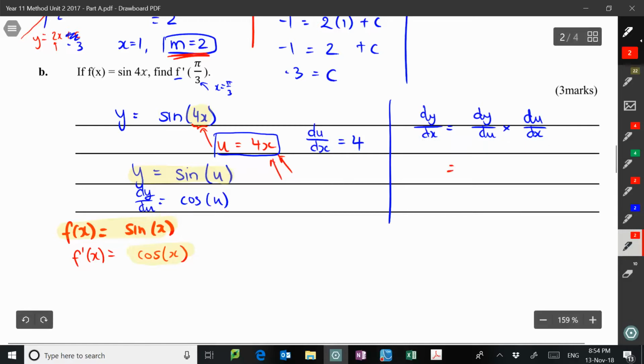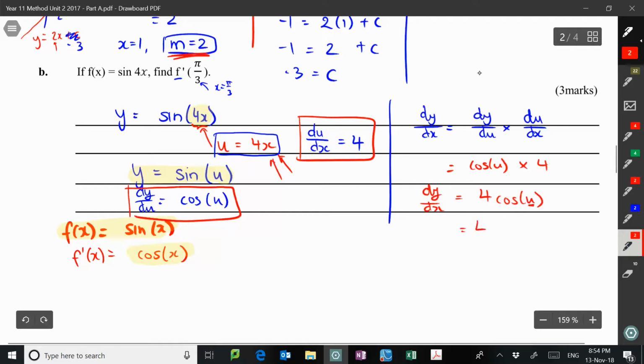Okay. So dy du, we already got dy du, which is over here. That was cos of u. We got du dx, which is over here, and that was equal to 4. So times 4, and that's 4 times cos of u. But remember, you're not finished. It's dy dx, not dy du. That u you made up. So we're going to replace that u again. It's 4 cos of 4x. That's the answer. Okay? Now, I haven't actually answered the question because I've just found the derivative. But remember that they told me I found f dash of x, technically. I know I'm calling it dy dx, but that's technically f dash of x.